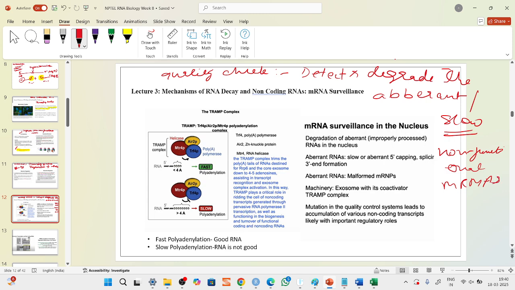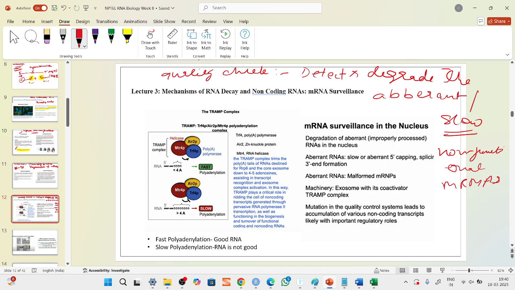Okay, so this is what mRNA surveillance means. When I talk about mRNA surveillance in the nucleus, we are keeping a quality check. We are keeping an eye on the improper, aberrant mRNAs by degrading the bad ones. That is what we can do, degrading the bad RNAs. Here we are talking about RNA decay, so everything has to do with the degradation of the bad RNAs.